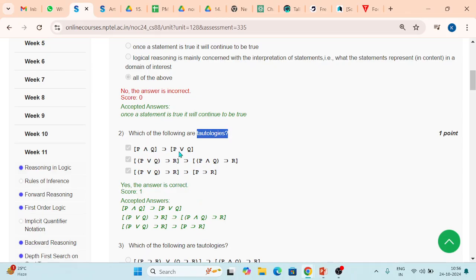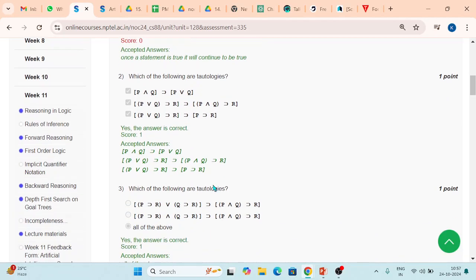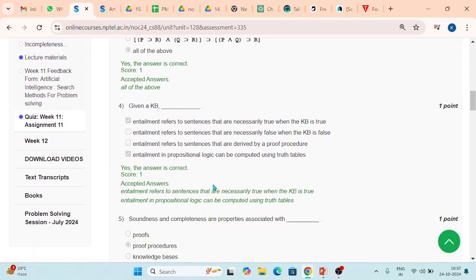Like that you need to check (p and q) implies (p or q). Okay, you need to check by using the truth table values. If they are true, then you can say that those are the tautologies. Like that you need to check. So for the values, build the truth table and find out the values. Okay, the same thing is that one.